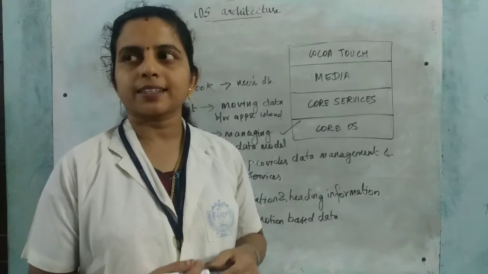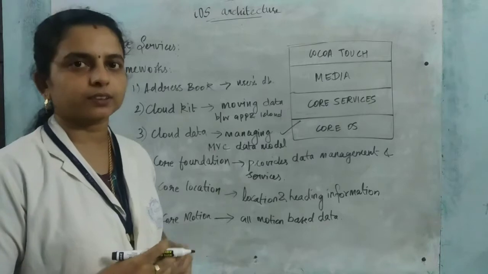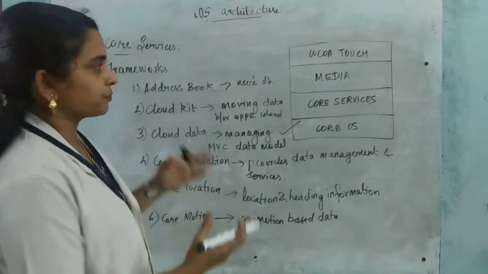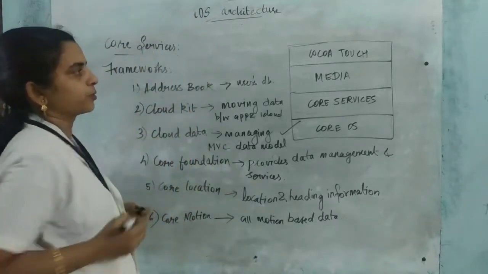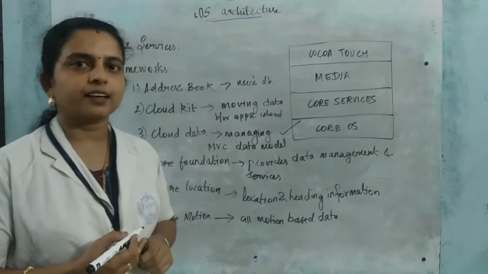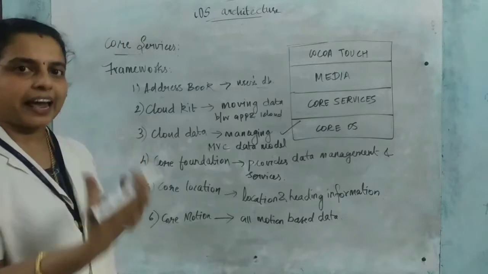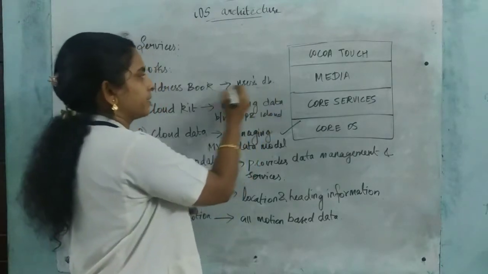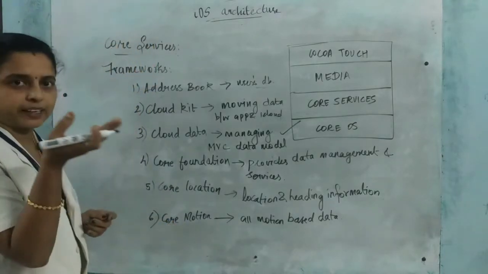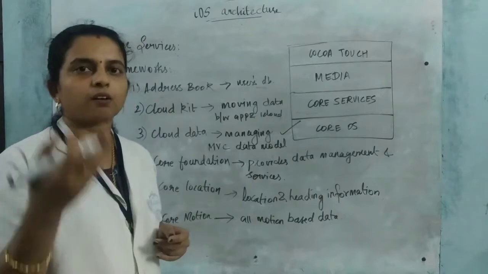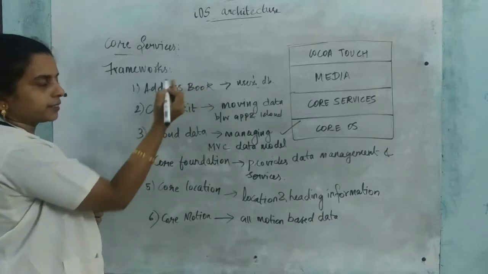Understand? Next we can see the next layer, that is Core Services. This is the second layer, and we can see what frameworks are provided by Core Services. The first one is Address Book. Address Book contains the database of the users. It helps to access and view the users' database. In our mobile phone, if we want to retrieve contacts, we somehow retrieve them, right? It is controlled by this Core Services, Address Book.